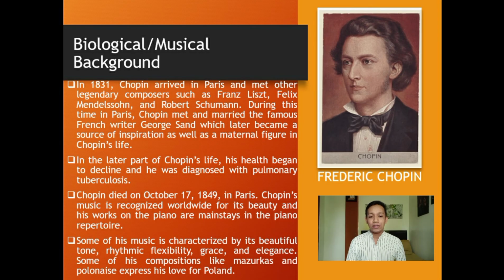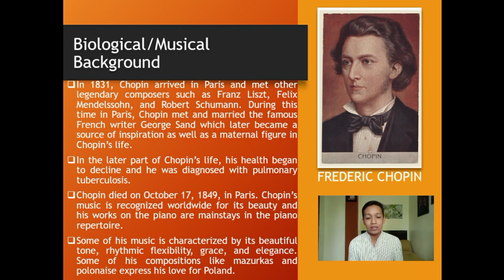During this time in Paris, Chopin met and married the famous French writer George Sand, which later became a source of inspiration as well as a maternal figure in Chopin's life. In the later part of Chopin's life, his health began to decline and he was diagnosed with pulmonary tuberculosis. Chopin died on October 17, 1849 in Paris.